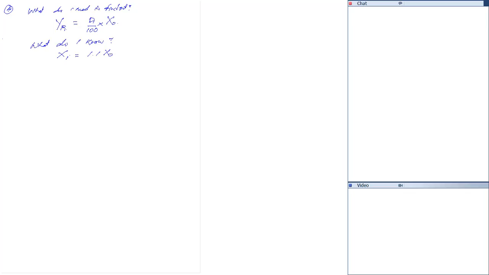So XR, the increased price of X, is 1.1 times XO. And at the same time, the price per share of stock Y decreased by 10%. So YR is equal to 0.9 times YO. Correct? Agreed with this? Yes.